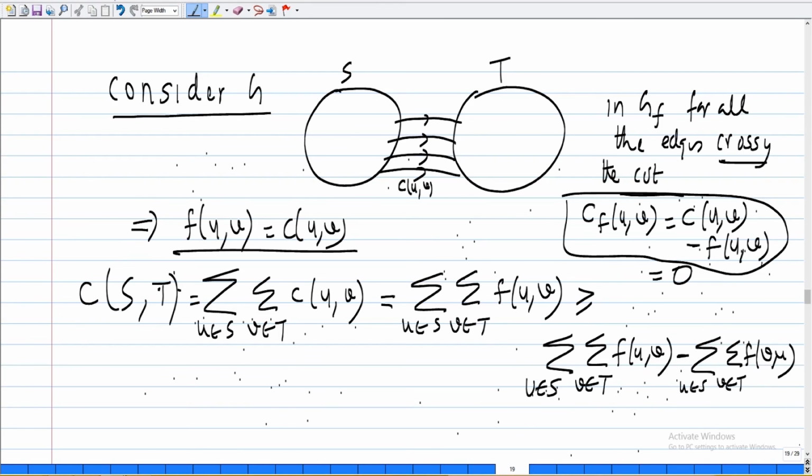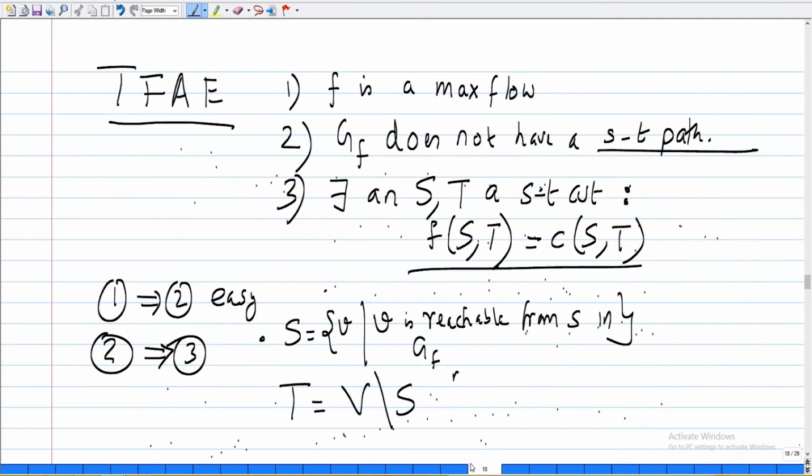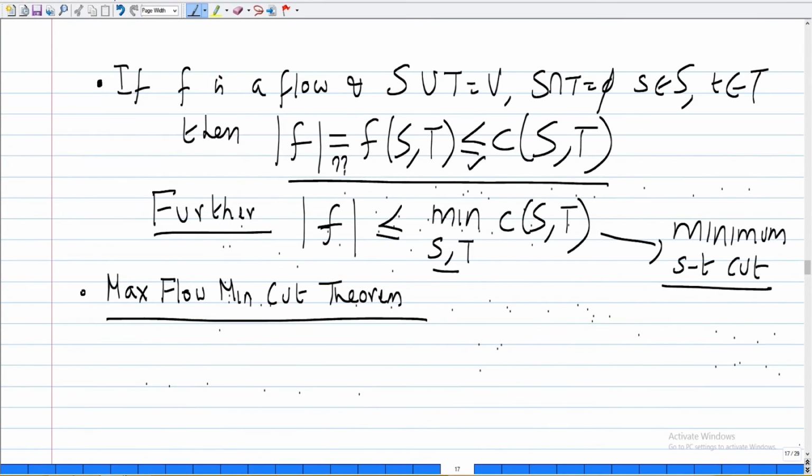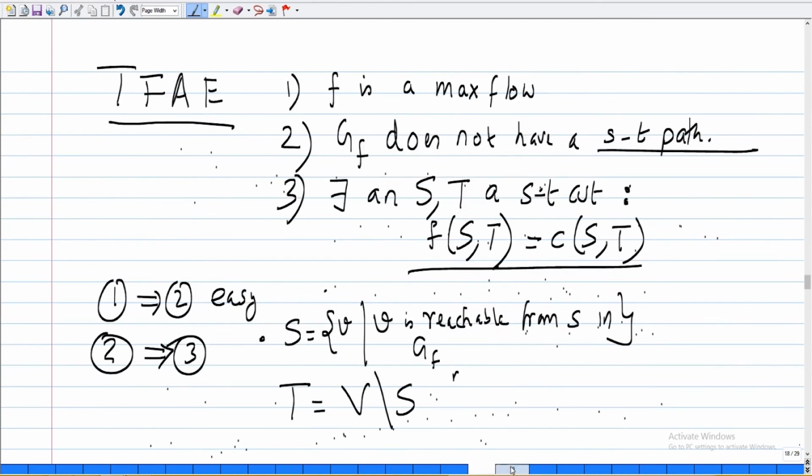And what is the last term? What is this equal to? It's the value of f, which is f of s comma t. I didn't say equal to yet. I only showed greater than or equal to. I proved the other direction. I'm sorry for jumping. I proved that for every cut, the value of f of s comma t is less than or equal to c of s comma t. That was easy, right? But now you see this.